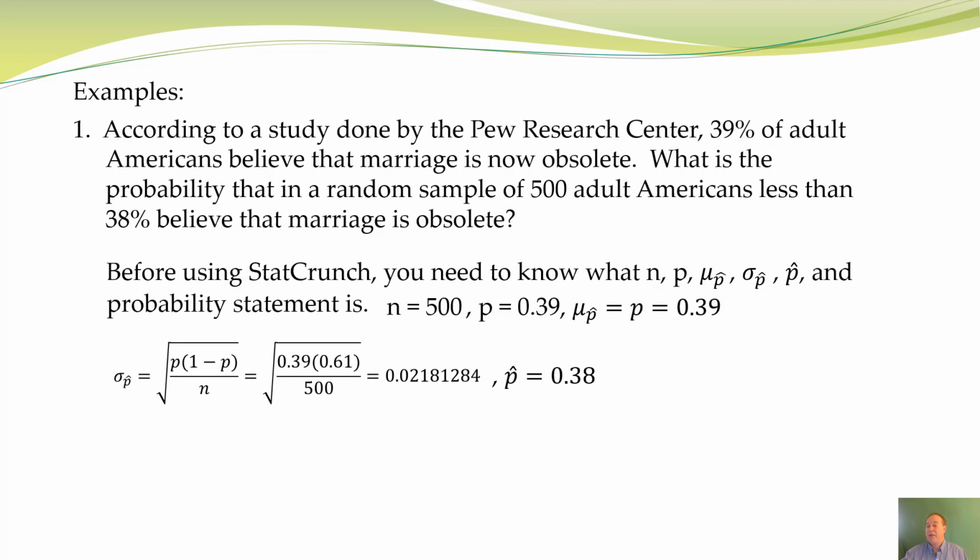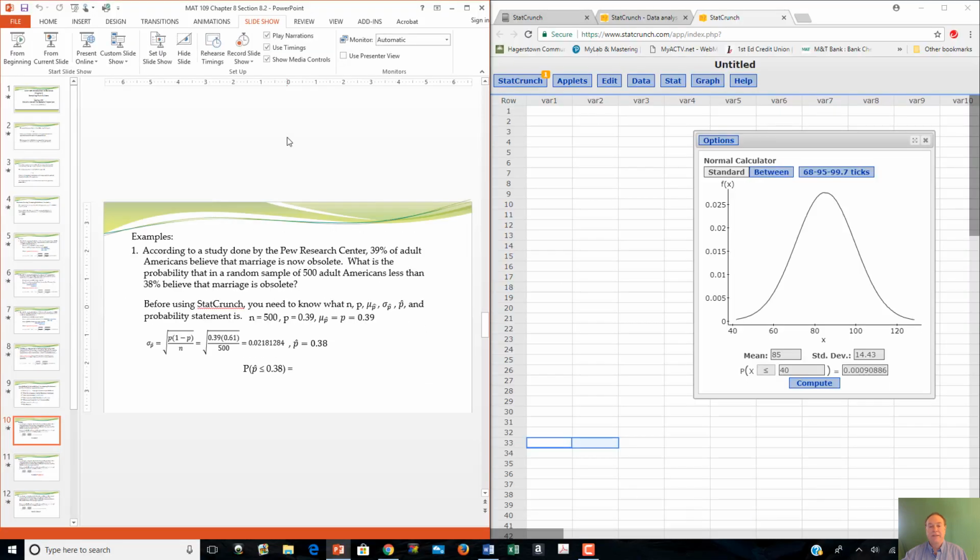Now, what's the probability statement? The probability statement is P hat is less than or equal to 0.38, because remember, when you're using normal, less than is the same thing as less than or equal to. Okay, so now let's look at this problem using StatCrunch.